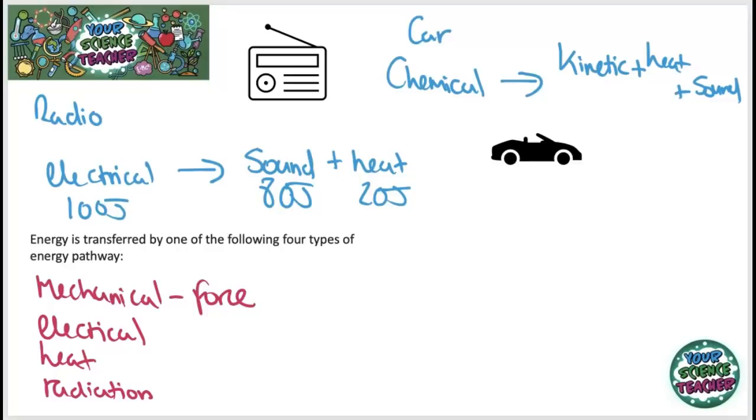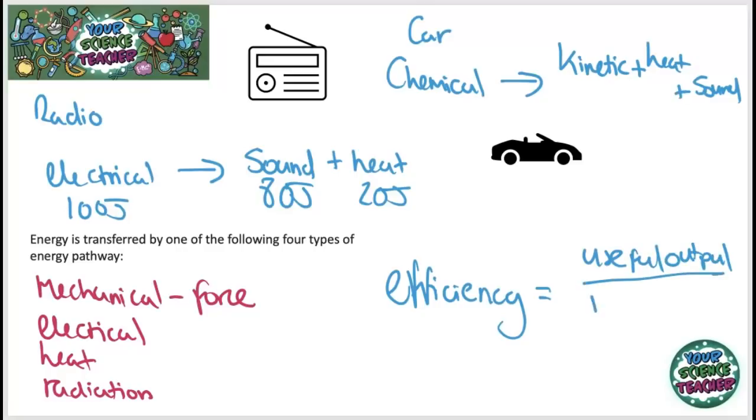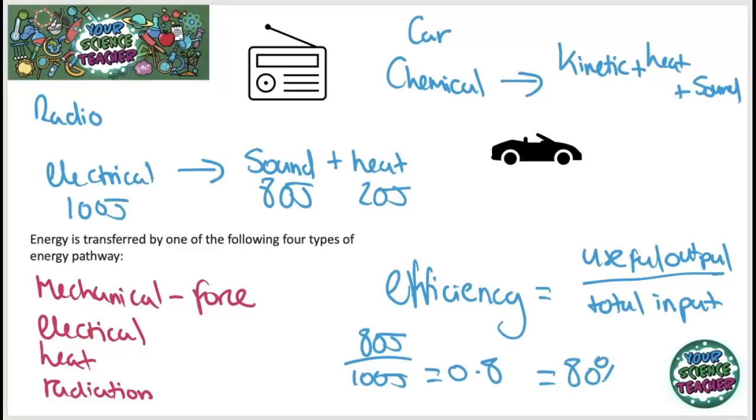Now, how much of our energy input is converted to useful energy is known as efficiency. So the efficiency equals useful output divided by total input. So the efficiency of this radio would simply be 80 joules divided by 100 joules, which is 0.8. And you can put it into a percentage, which would be 80%.